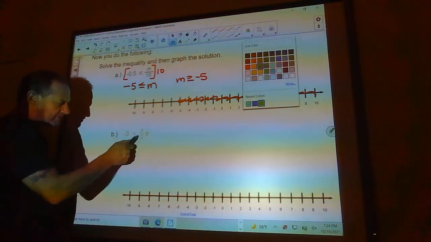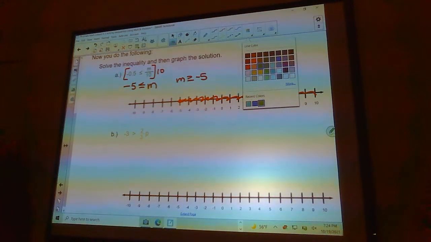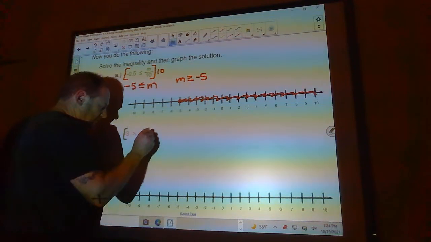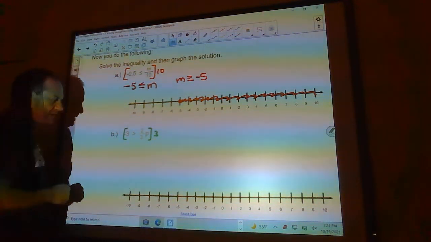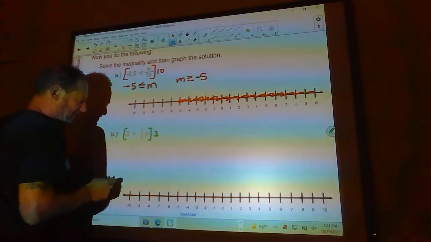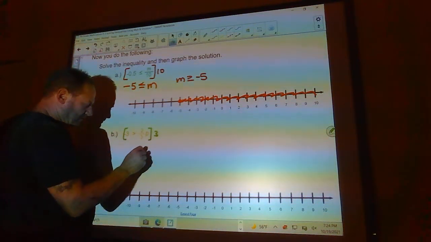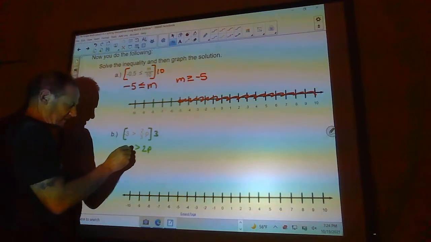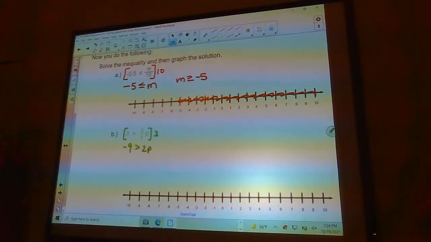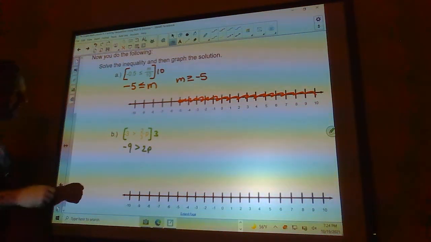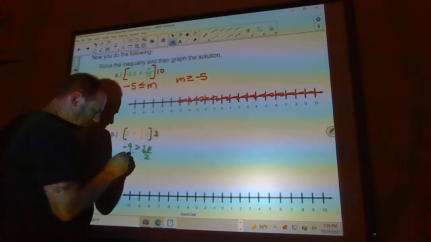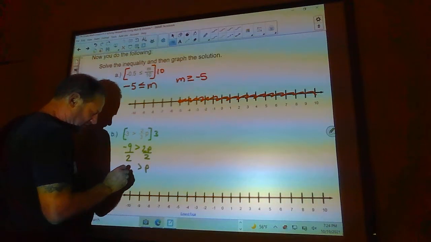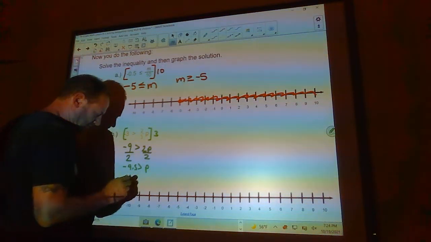Now when you look at this fraction right here, 2/3, that really means 2 divided by 3. So the first thing I'm going to do is multiply the whole thing by 3. That's going to get rid of this fraction. It's going to leave me with 2p over here, and over here I'm going to get negative 9. Now I'm going to divide by 2, and I'm going to get p and negative 4.5.